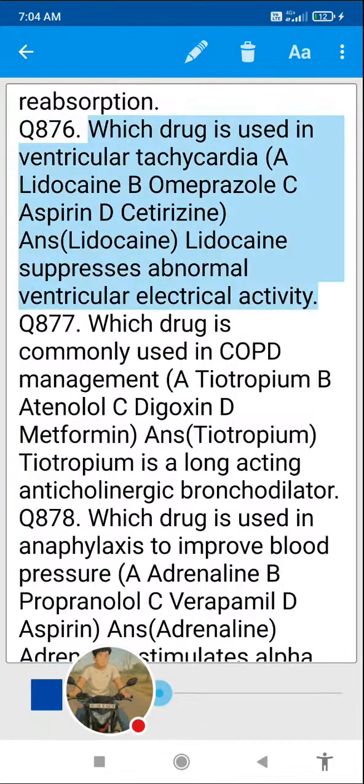Q876. Which drug is used in ventricular tachycardia? A. Lidocaine. B. Omeprazole. C. Aspirin. D. Cetirizine. Ans. Lidocaine suppresses abnormal ventricular electrical activity.